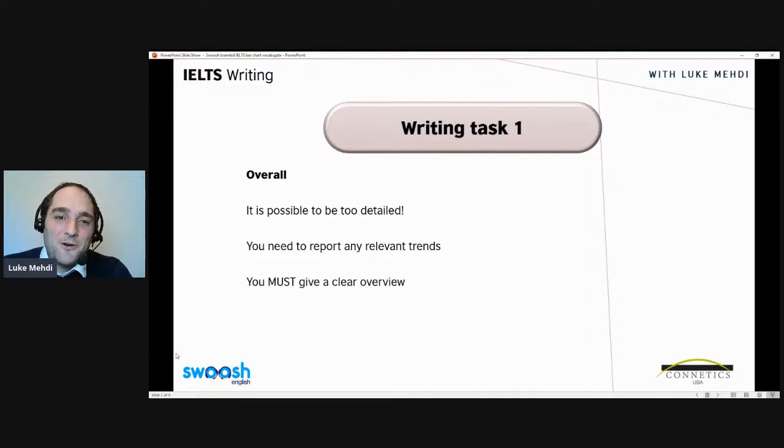Okay, so make sure that you're giving a clear, separate overview in task 1, and start it with a word like overall to show the examiner exactly where it is. They're not going to spend lots of time looking and trying to guess what your overview is. Make it nice and easy for them.